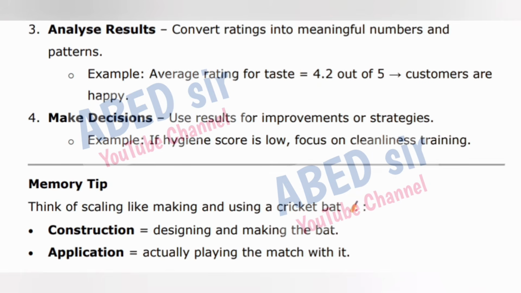3. Analyze results. Convert ratings into meaningful numbers and patterns. Example: average rating for taste is 4.2 out of 5, so customers are happy. 4. Make decisions. Use results for improvements or strategies. Example: if hygiene score is low, focus on cleanliness training.